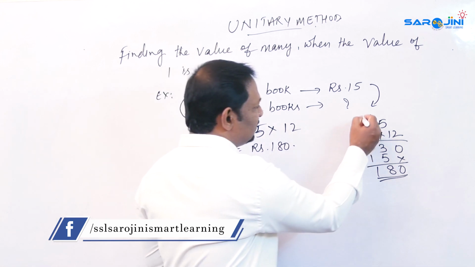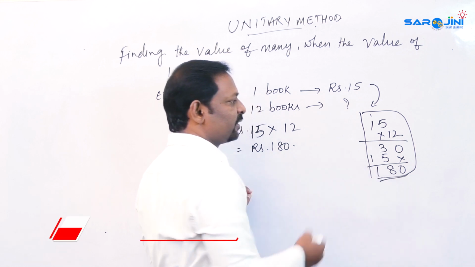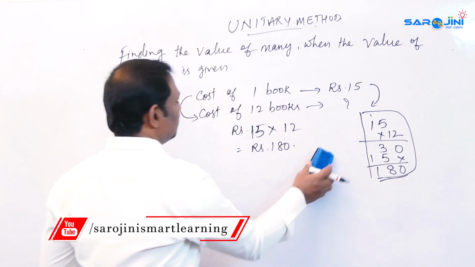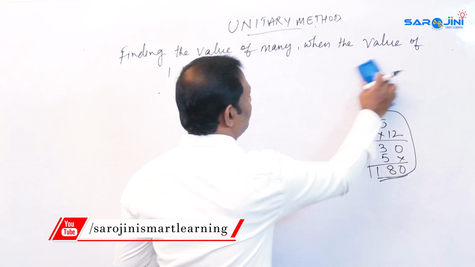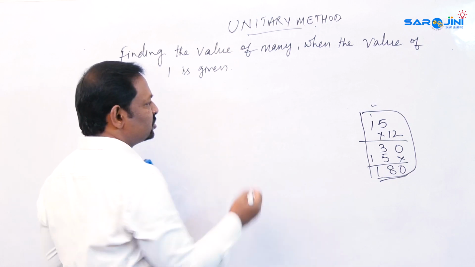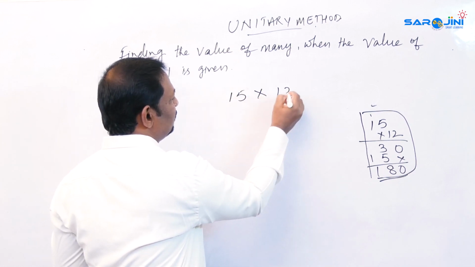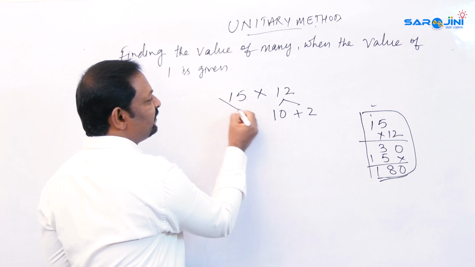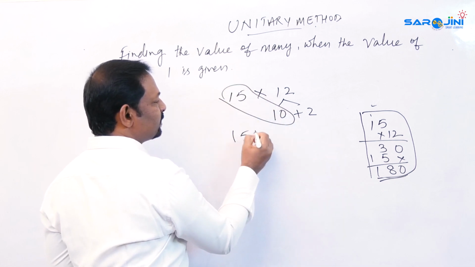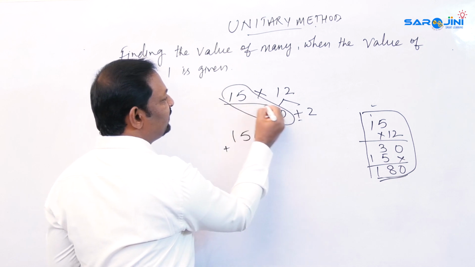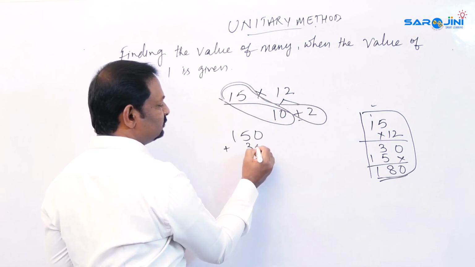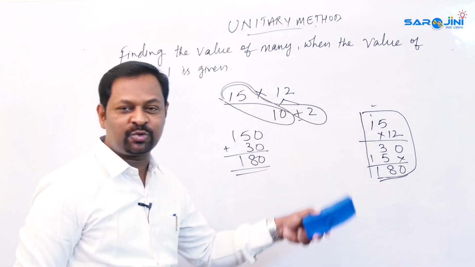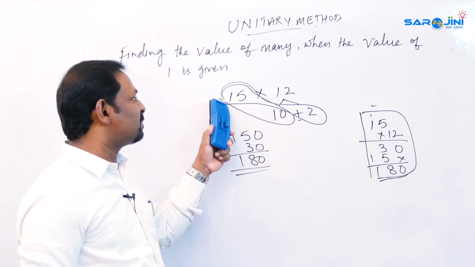Before that, here I did a multiplication, 15 into 12. This type of multiplication can be done in other ways also. I can show you now. Whenever you have less time, 15 is multiplied by 12. Why don't you divide 12 as 10 plus 2? 15 into 10 is 150 plus 15 into 2 is 30, which is nothing but 180. You can also do it like this, splitting the second number 12 as 10 and 2 and multiplying each.